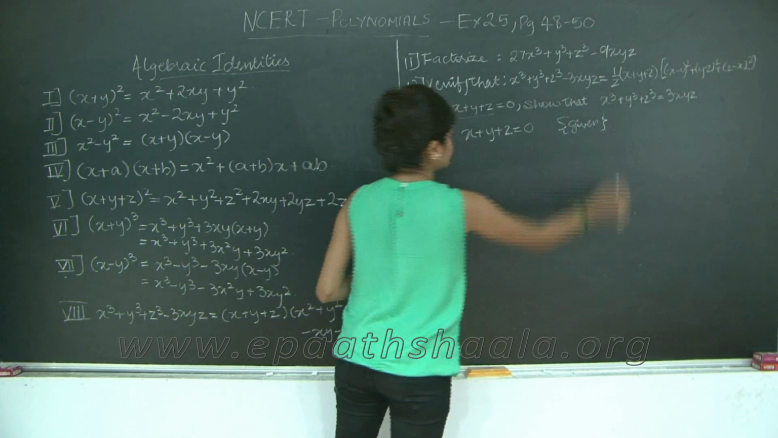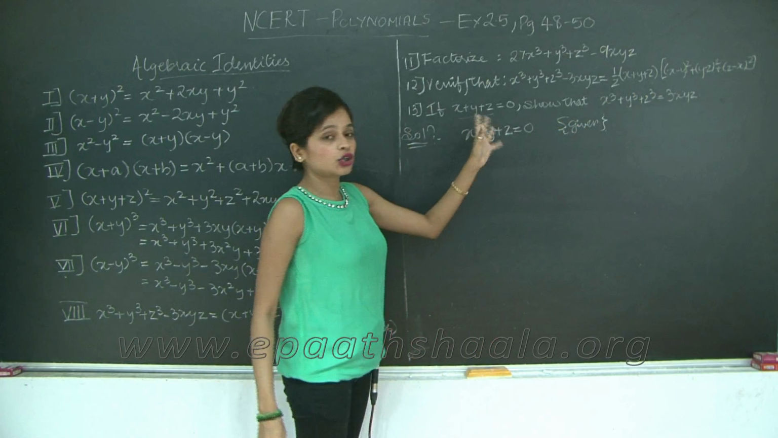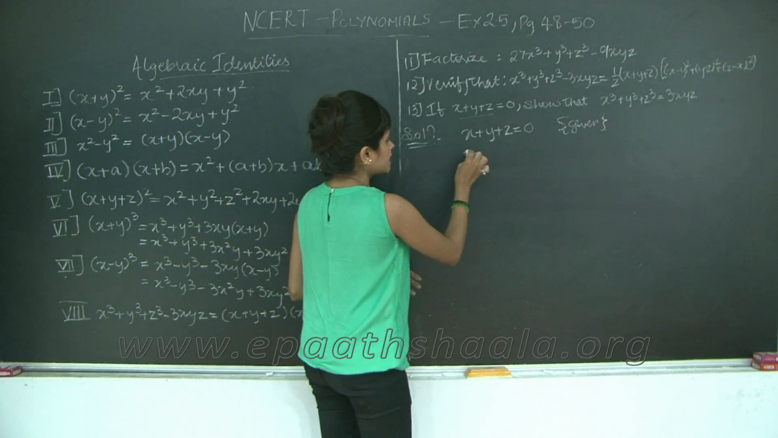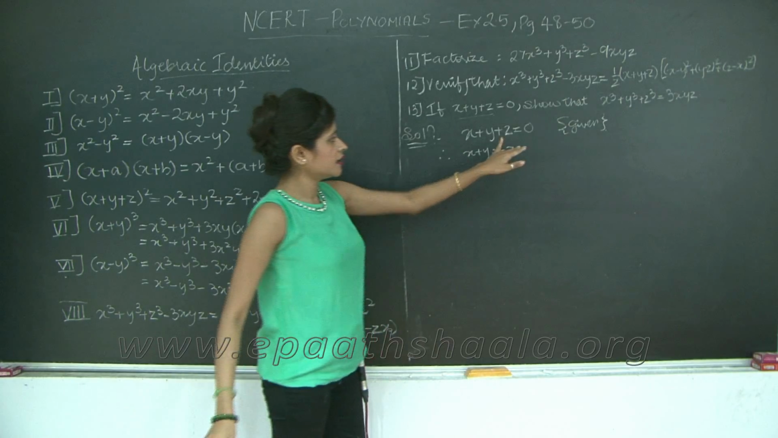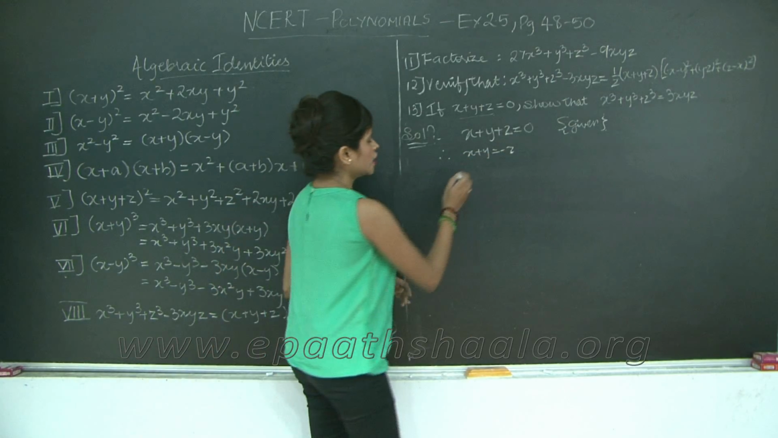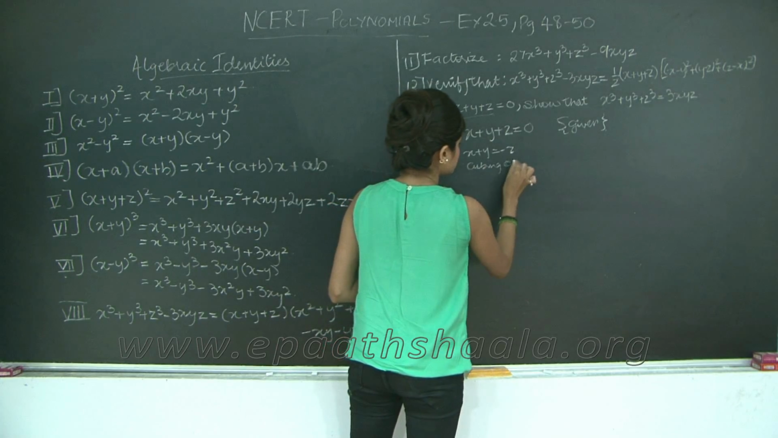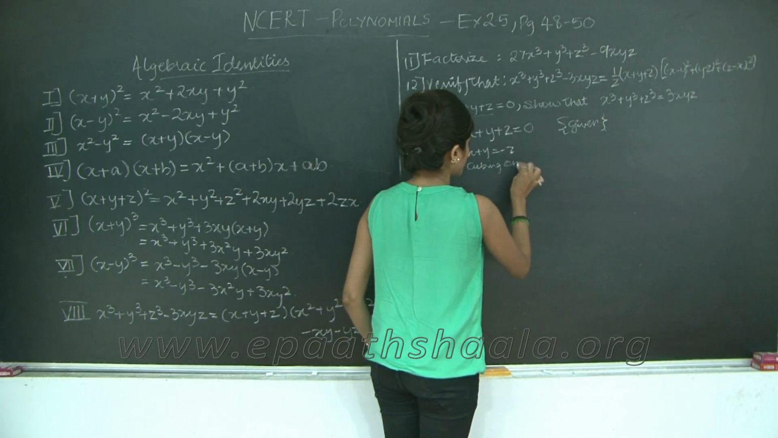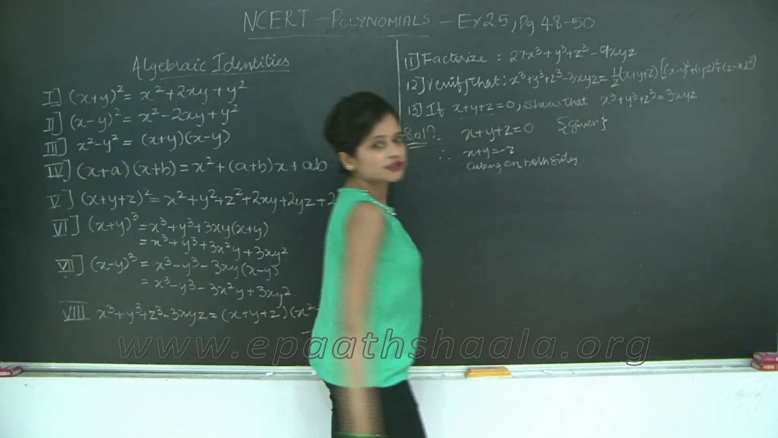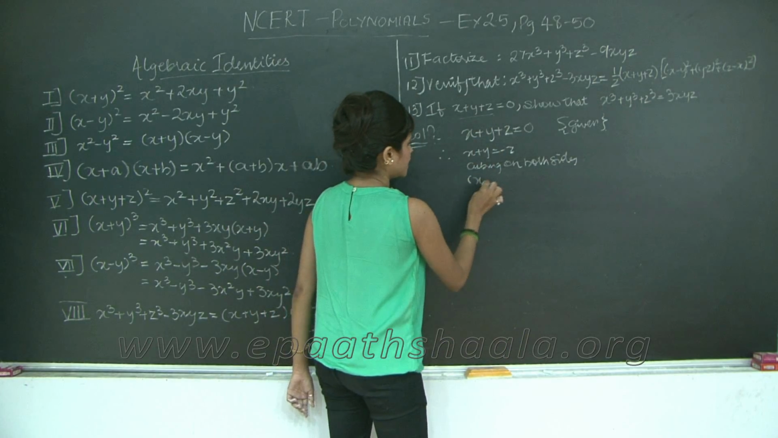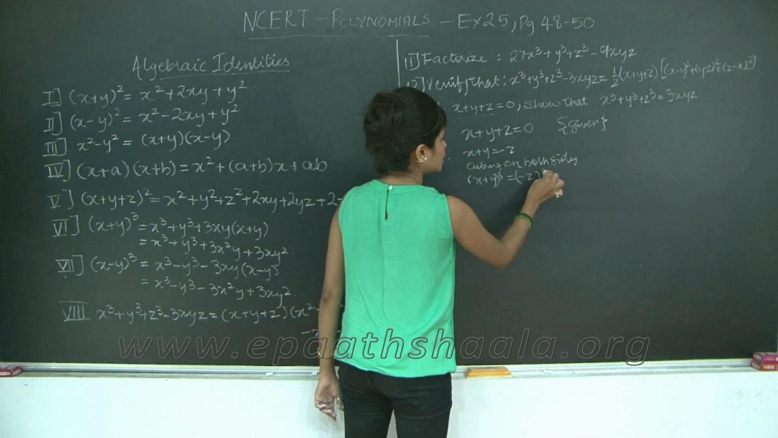Right? Now, a hint is these are cubes. So we will cube it in a particular fashion. I can say that x + y is equal to minus z, right? Just taking this term on the right hand side. So cubing on both sides. If you cube on both sides, what do you get? (x + y)³ is equal to (−z)³, right?